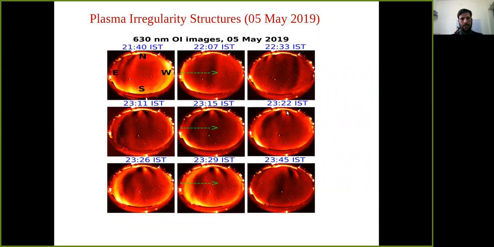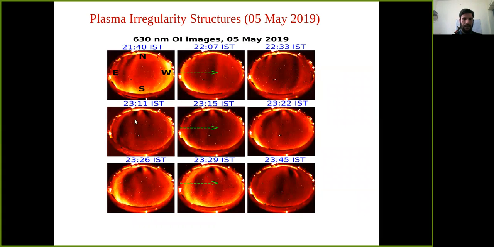So these are the plasma irregularity structures which are seen on May 5, 2019. These images are 630 nanometer OI images, and in these images, from the northeastern side itself, we can see the plasma depletion structures appearing. These continuously move towards the west. For example, we see here it is seen in the northeastern region, and here it is in overhead zenith, and then it moves away from the zenith towards the west.